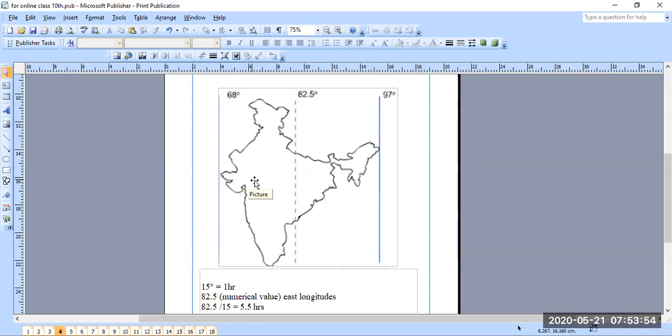It would be very difficult for people to set their watch when they move from east to west or west to east. So to avoid these difficulties, geographers have come to an agreement that we will have a standard meridian for that particular country, somewhere in the middle. So we consider 82 and a half degrees, which is almost halfway between 68 and 97, as our timeline. We call it IST, Indian Standard Time.